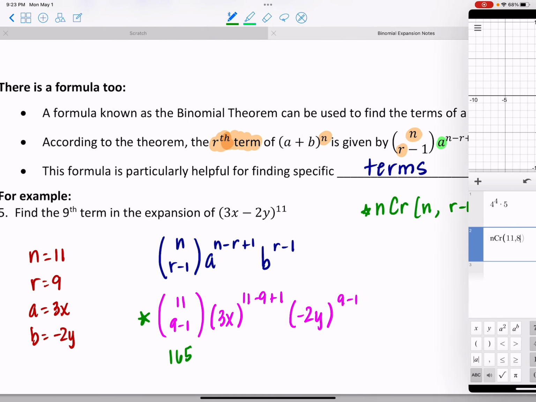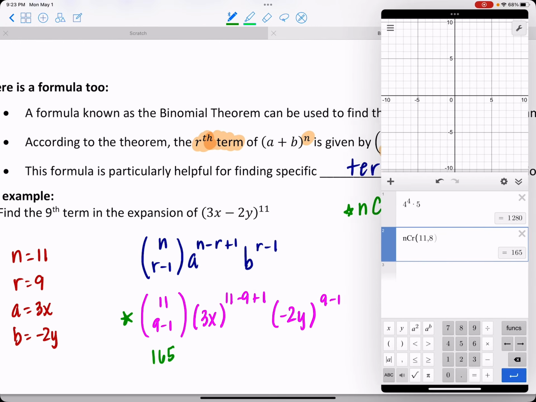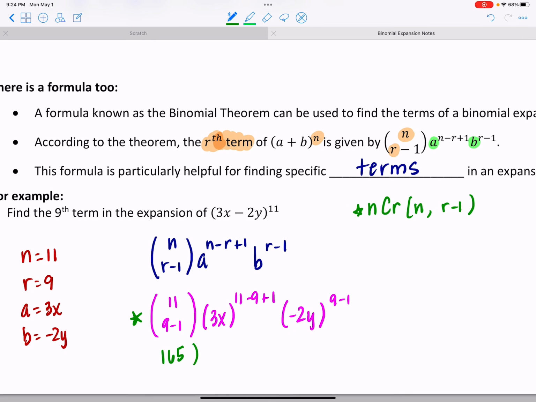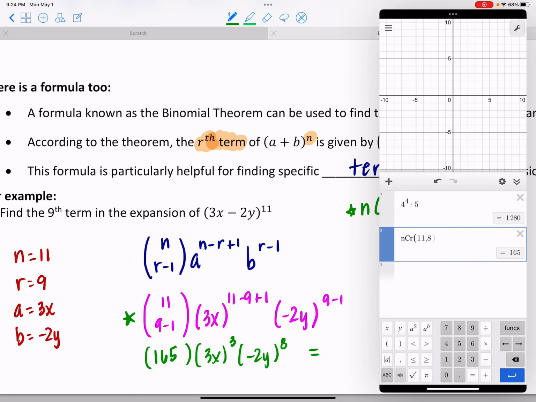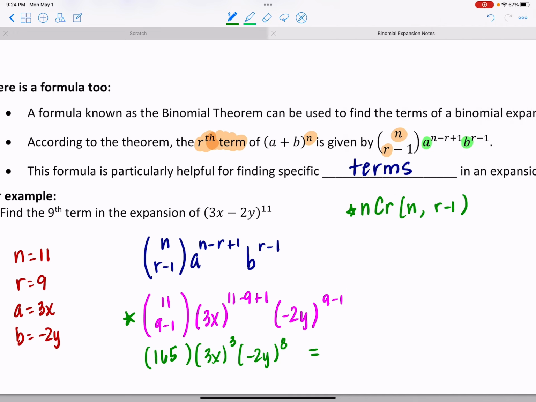And then that is going to have to be multiplied by 3x to the 11 minus 9 is 2, and 2 plus 1 is 3, so to the third power. And then we have negative 2y to the 9 minus 1, which is the eighth power. And now we're almost there. So this is going to be 165 times 3x cubed. 3 cubed is 27, and then x cubed.